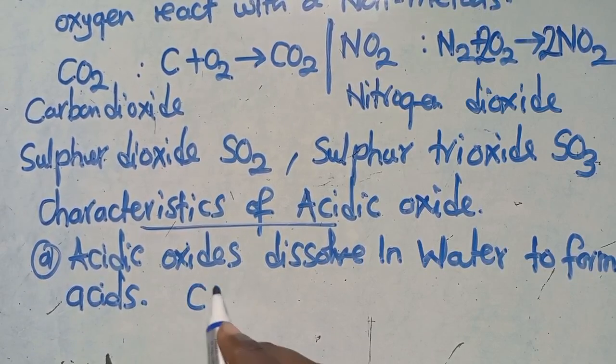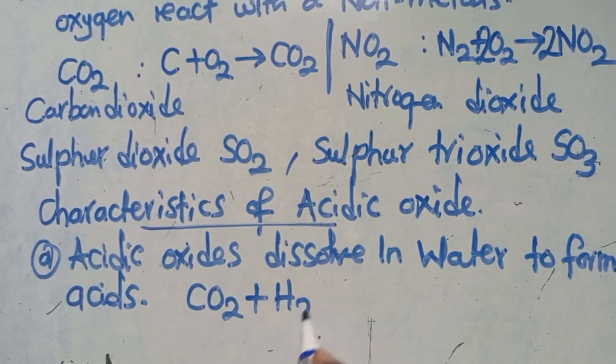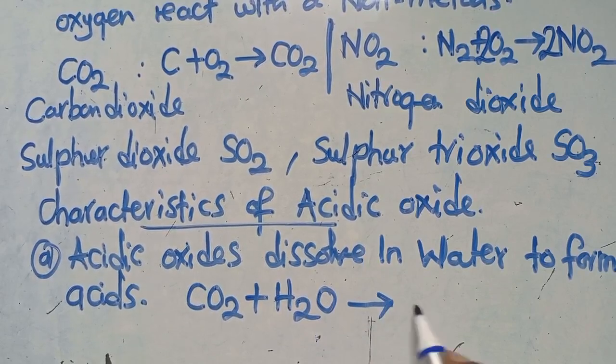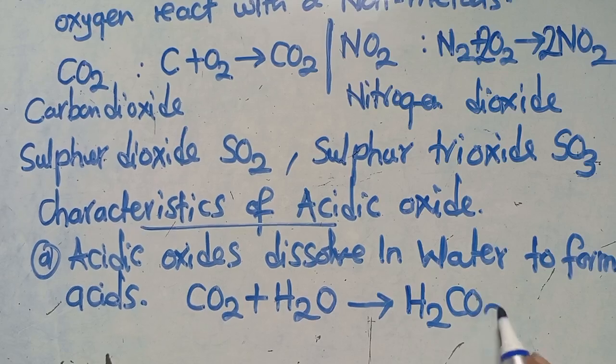For example, carbon dioxide. When carbon dioxide dissolves in water, when you react it with water, what is going to be formed is what you are calling carbonic acid. So the key thing is that when acidic oxides dissolve in water, you get to form acids. An acid is produced. That's a point that you need to understand.